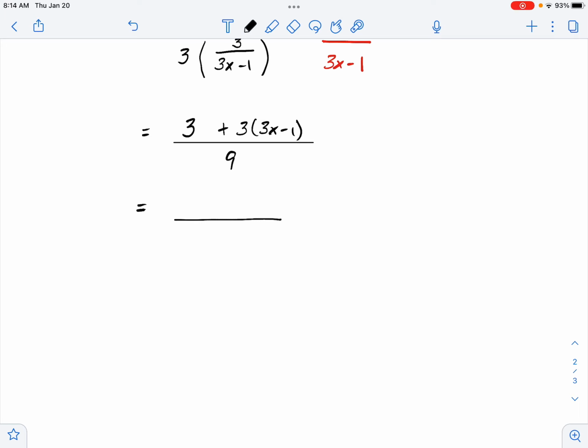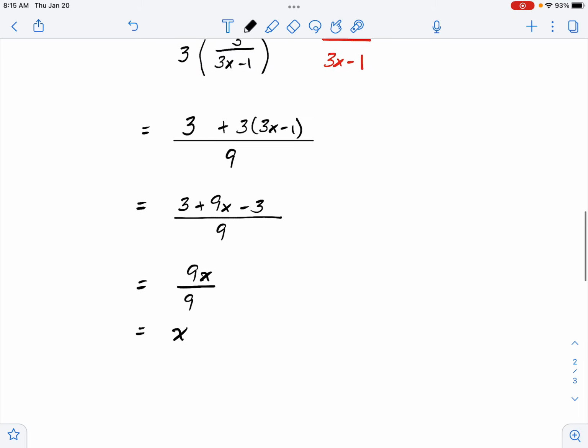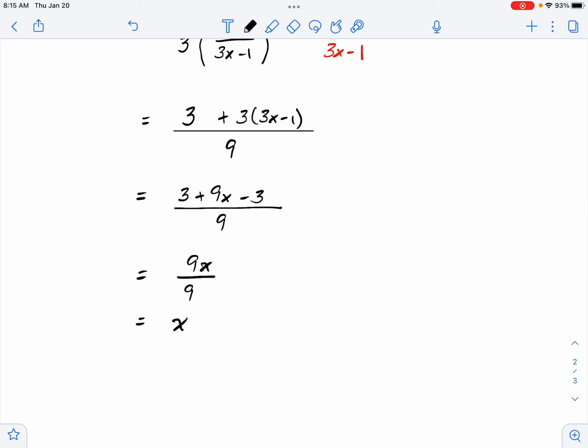And then working it out, in my numerator, I have 3 plus, distributing, 3 times 3x is 9x. And then 3 times minus 1 is minus 3. My 3's will cancel, and I'll be left with 9x divided by 9, which is equal to x. And so f of f inverse, the composite of f and f inverse, or f composed with f inverse, these mathematical terms, is equal to x.